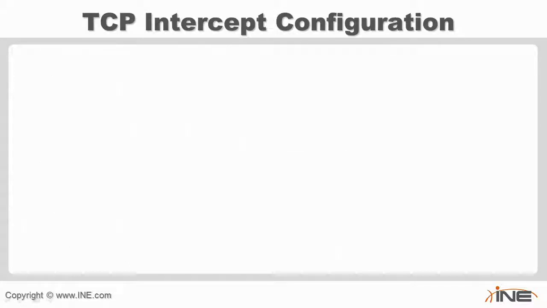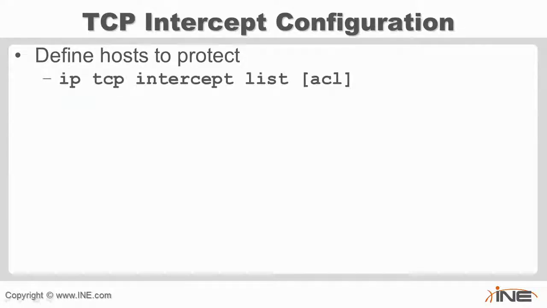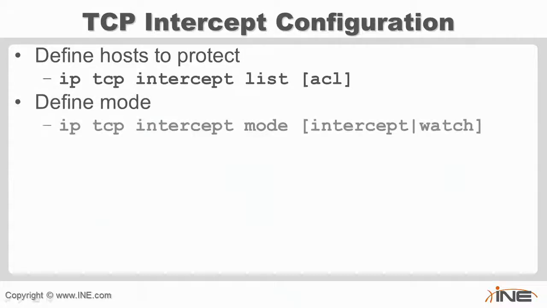Now, to apply this from a configuration point of view, the first thing that we need to do is to define what type of traffic we are watching. So normally this is going to be like our web servers that we want to protect. So we create an access list and then reference this from the ip tcp intercept command in global configuration. The default intercept mode is intercept. So if we did not want the router to actually proxy for the connections, just to watch them, we would change the intercept mode to watch.